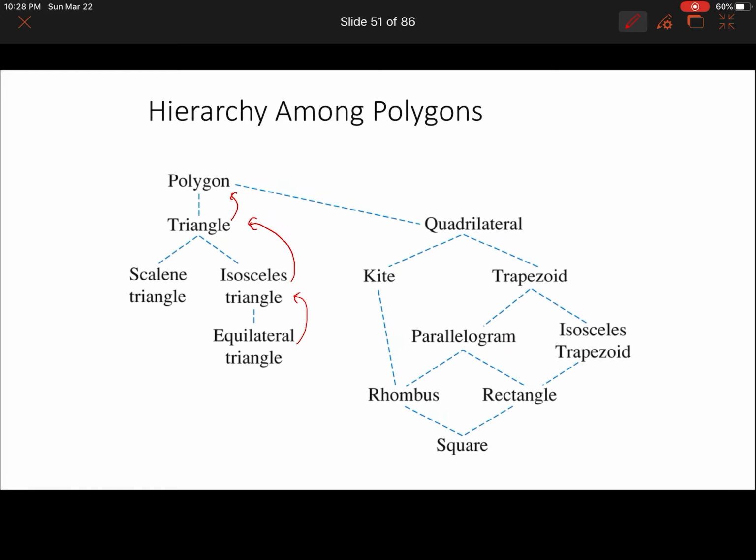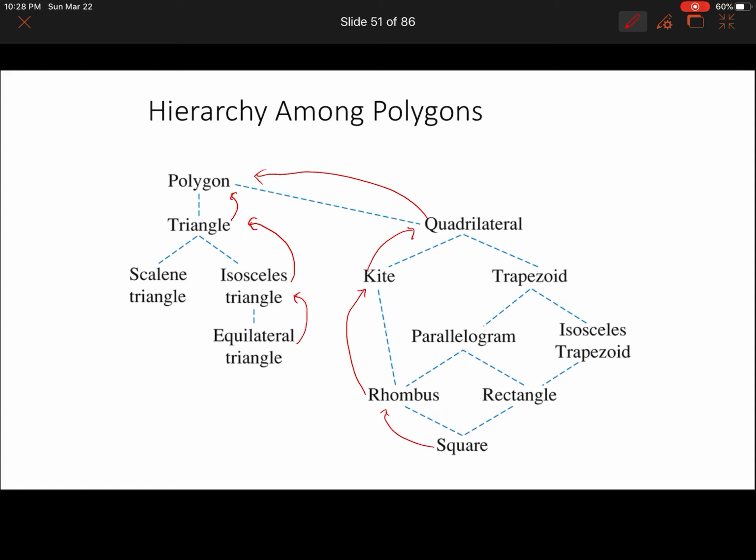But if it is a kite, it could possibly be a rhombus. And if it is a rhombus, then it could possibly be a square. And so again, if you think about the square, well, it would be a rhombus. It would also be considered a kite. It also is a quadrilateral. It also is a polygon.